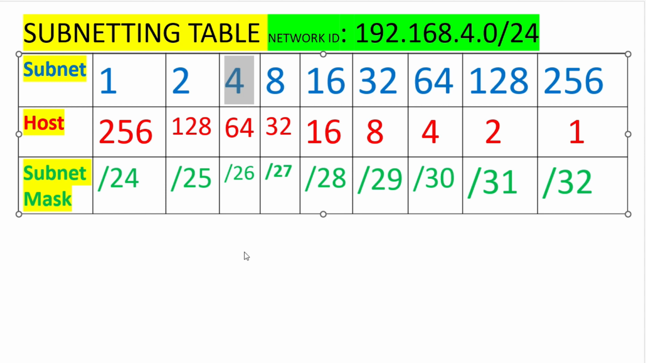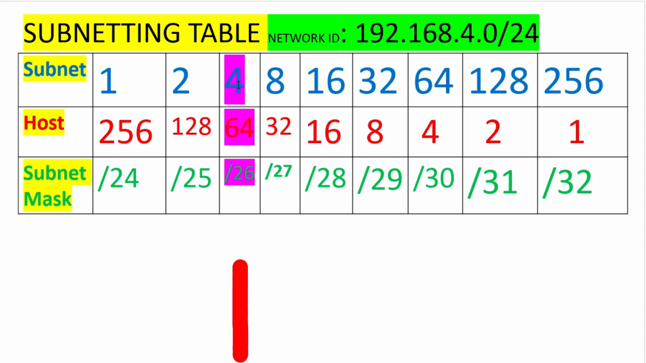So let's highlight the whole column. I have highlighted the fourth subnet with the pink color. Subnet 4, host 64, subnet mask is /26. Now we'll ignore all other columns because we can get our answer just from this column, or these 3 numbers: 4, 64 and /26. 4 means 4 subnets, 64 means each subnet will have 64 total host IDs including network ID and broadcast ID. /26 is the new subnet mask for these 4 subnets.